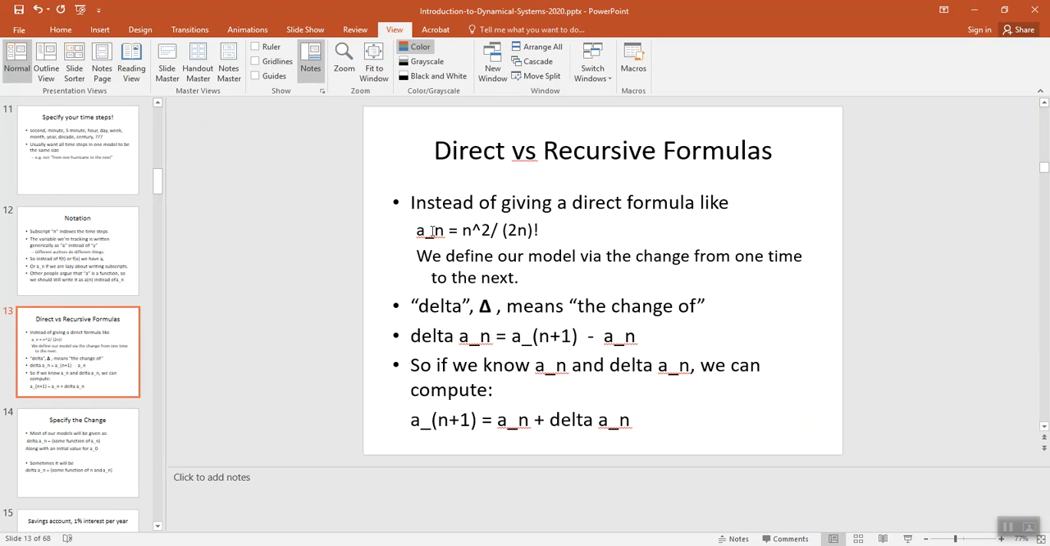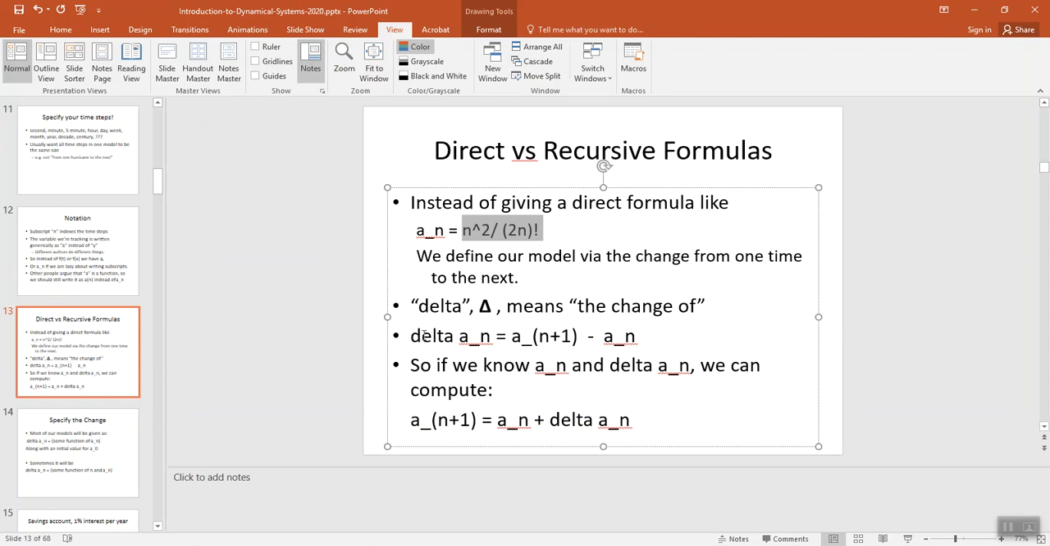We're used to functions where you give it n and you can plug n into a formula and get the value of a back. If I want a of time 100, I can just get a of time 100. I don't have to work up to it with a of time 99 and 98 and so forth. That's called a direct formula. Here, we're going to be doing recursive formulas, where I don't know a sub n until I know a sub n minus 1, or I don't know tomorrow's value until I know today's value.